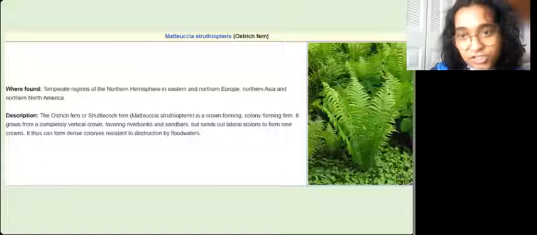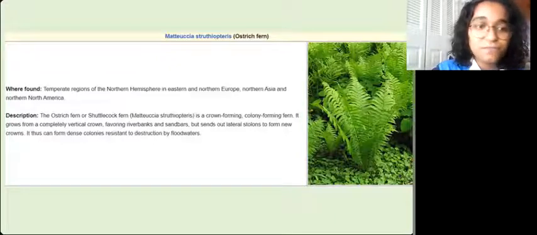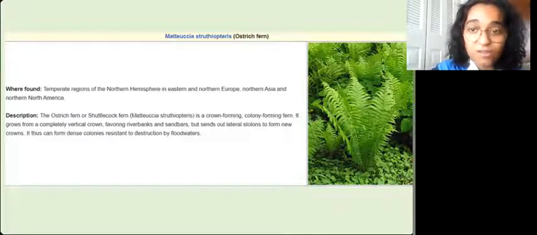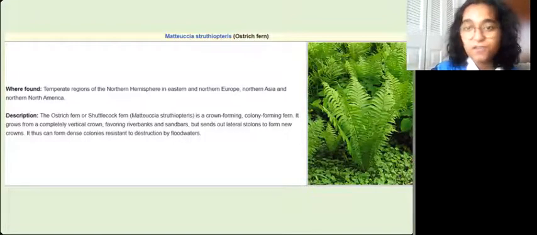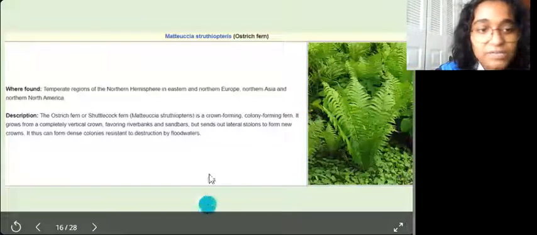So the ostrich fern, I will not be stating the scientific name because it is quite difficult to pronounce. The ostrich fern is found in the northern hemisphere, in eastern or northern Europe, northern Asia, and northern North America. So it's always on the north side.